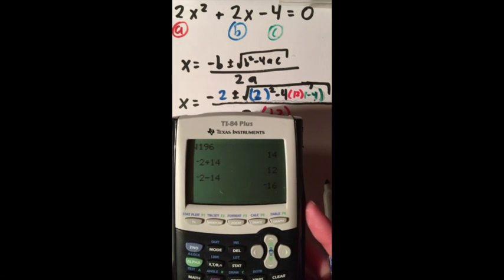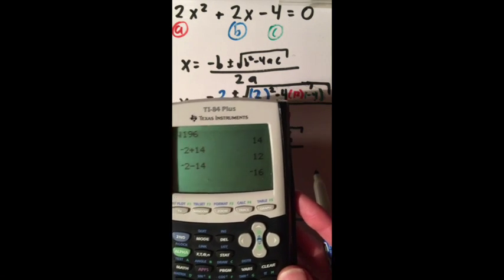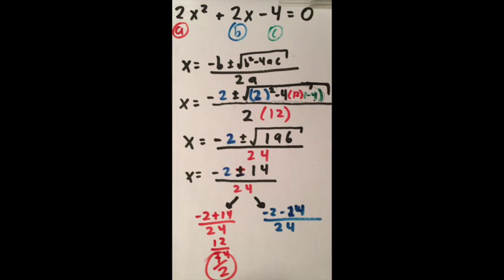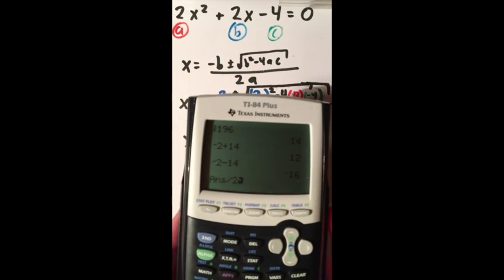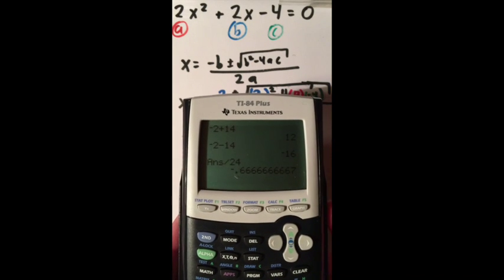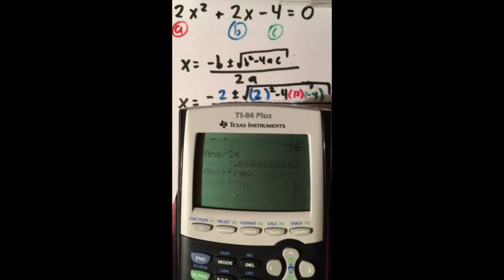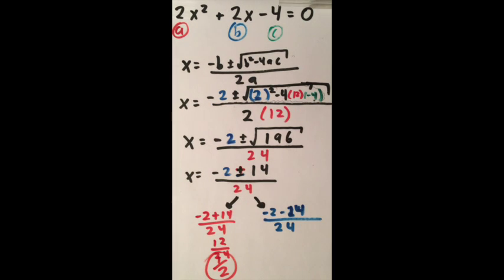hopefully you can see that right there. I did negative 2 minus 14 in the calculator. I got negative 16, and I divide that by what? Well, I divide that by 24, okay? Divide that by 24, I will end up getting a lovely decimal, and if I go ahead and do math, enter on there, I'll get negative 2/3, and I'll show you kind of what that would look like if I'm just writing it out by hand.